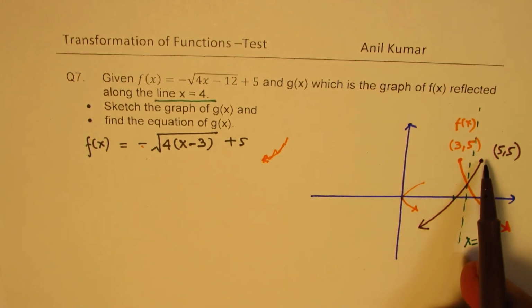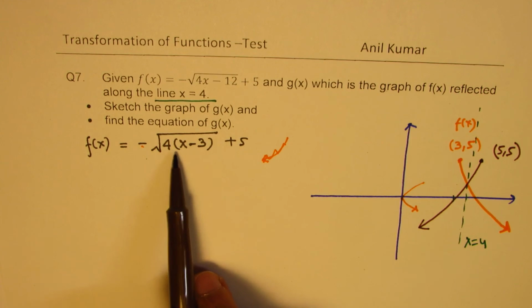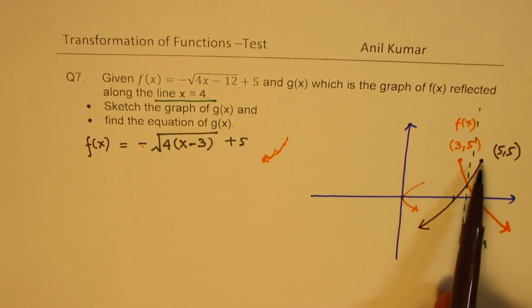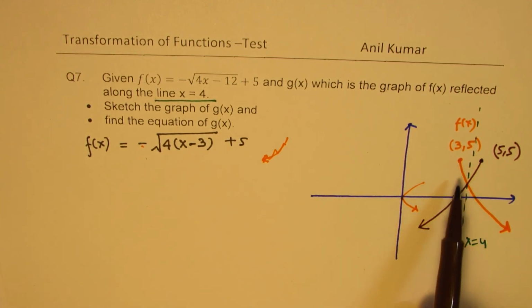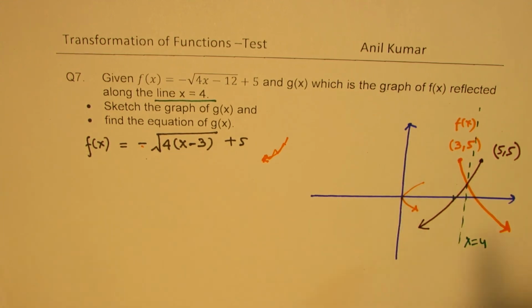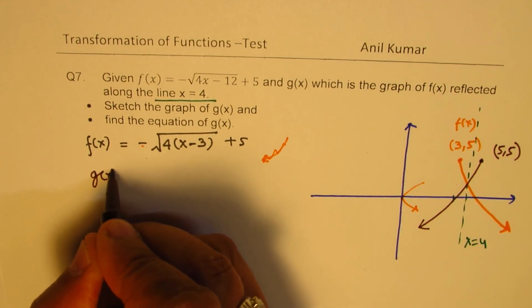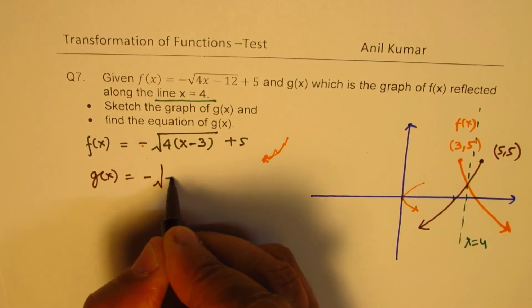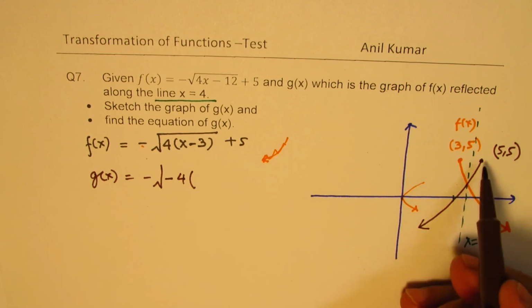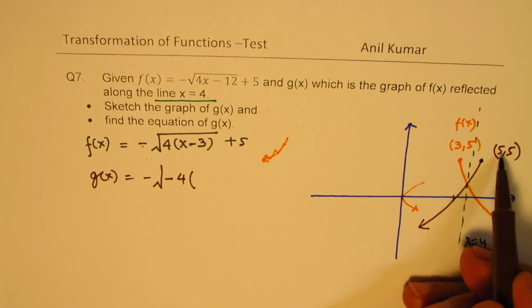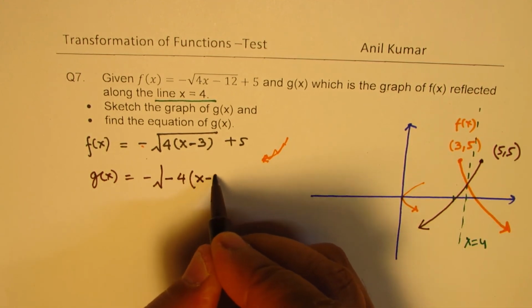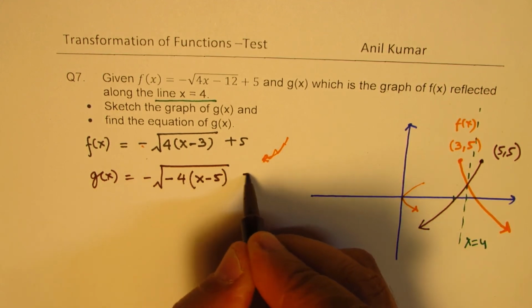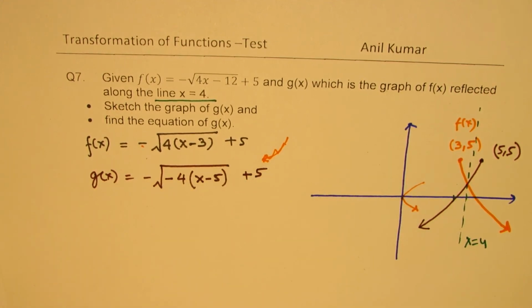So when we are doing the reflection, stretches and everything are the same, perfect. But it is coming on this side instead of going there. That means it is also reflected on the y-axis. So we can write the equation of g of x as equals minus square root of minus 4, and since the point has now become (5, 5), it will be (x minus 5) plus 5. Does that make sense to you? Correct? So what I've done here is actually find the equation of g of x.